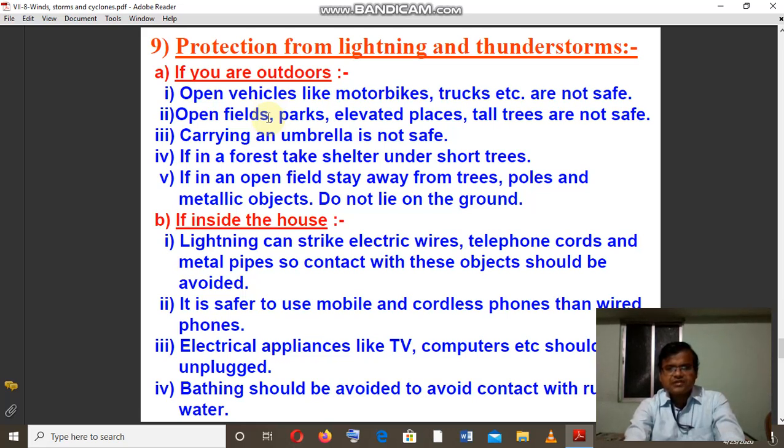If inside the house, lightning can strike the electric wires, telephone cords and metal pipes, so contact with these objects should be avoided. It is safer to use mobile and cordless phones than wired phones. Electrical appliances like TV, computer, etc. should be unplugged. Bathing should be avoided to avoid contact with running water.